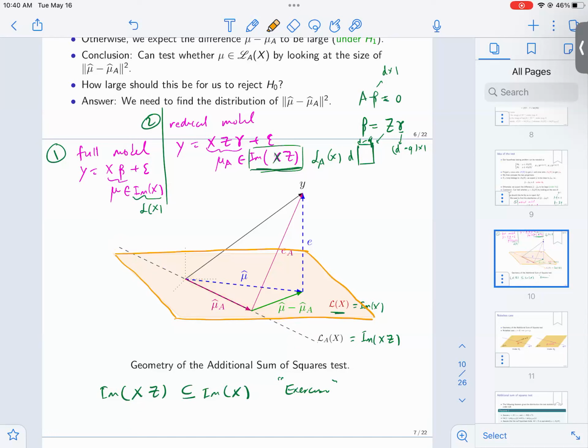When I project onto this, I'm projecting y onto this new subspace. It turns out that the fitted values of this model, represented as mu hat A here, have to lie on this subspace. So it's there. And then the error is going to be e A, and these two are going to be orthogonal. So you're going to have a right angle here, and you have a right angle here as well. Okay. So e A is the residual of the reduced model, and e A squared is really the SSE of the reduced model.